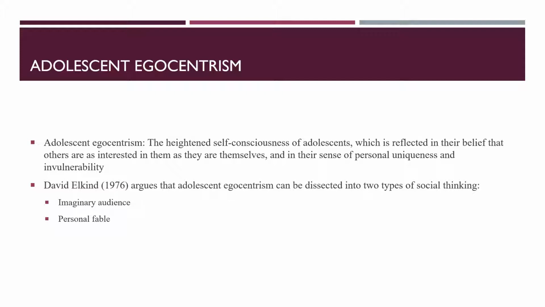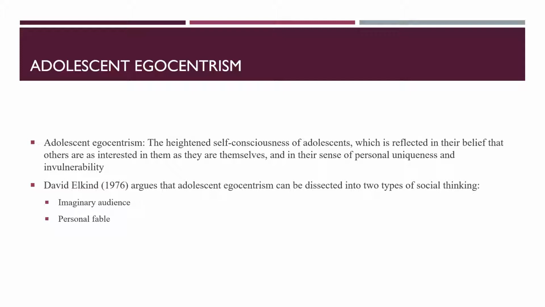So David Elkind then in the 1970s came up with some specific concepts to describe this. So the first is what he calls an imaginary audience. So in the imaginary audience, the basic idea is that adolescents believe that other people are hyper-focused on them, other people are watching them all the time. So it's almost like they're on stage, right? And other people are watching their performance.